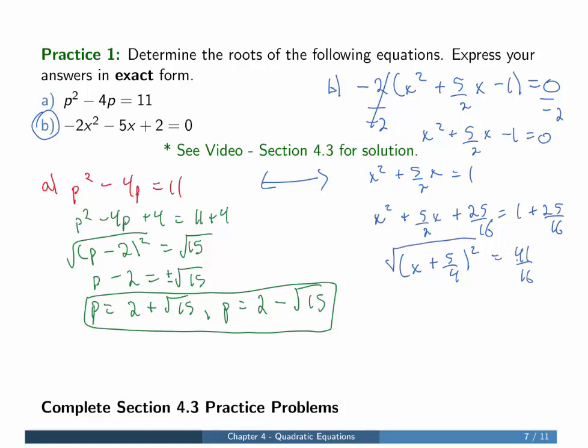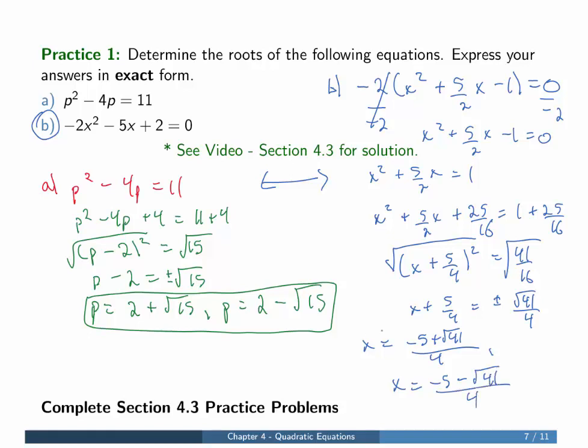Take the square root of both sides. We're left with x plus 5 over 4 equals plus or minus root 41, and the root of 16 is 4. Then we are finished. We just have to add the other one over. We get 2 solutions. Since they have a common denominator of 4, we can actually join this into one fraction. When we move to the other side, we're going to have x equals minus 5 plus root 41 all over 4, or x equals minus 5 minus root 41 all over 4. That's one solution, and here is the second solution.